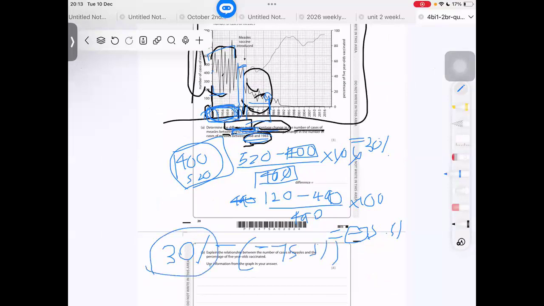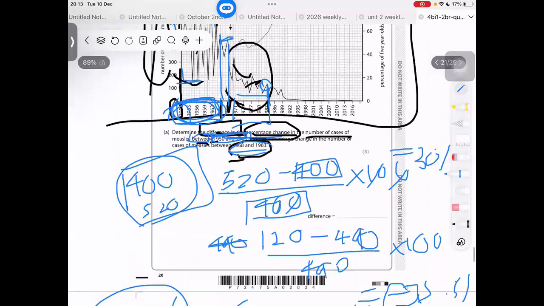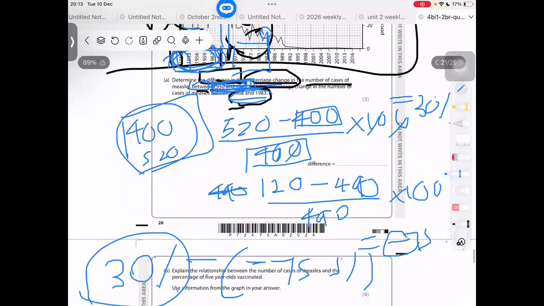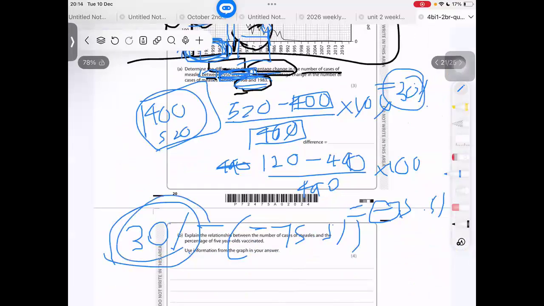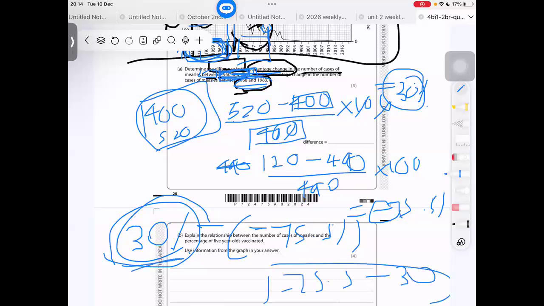Why did I take 30% first? Because they are asking the difference between 1950 and 1965. They have said this year range first, so I'm taking the answer of that year range first. Did you understand why I took the answer of that year range first, rather than subtracting 75.5 from it? I took 30% in front and subtracted. So 30% subtract minus 75.5%, you get 105.5% as the answer. That is the percentage difference.